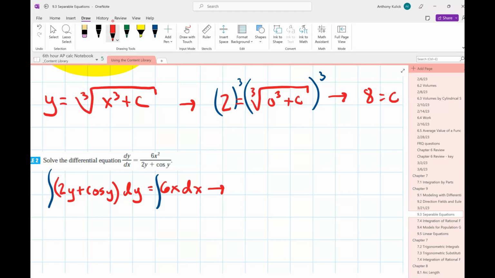So the antiderivative of 2y is y squared. The antiderivative of cosine is sine, because if we take the derivative of sine, we should just get cosine, right? So the antiderivative should just go backwards. And then the antiderivative of 6x is 6x squared over 2.